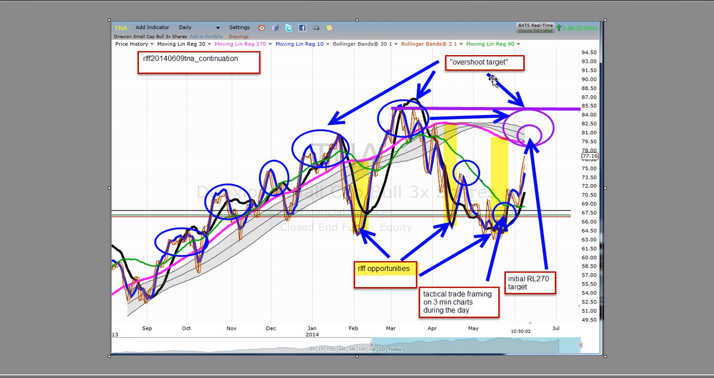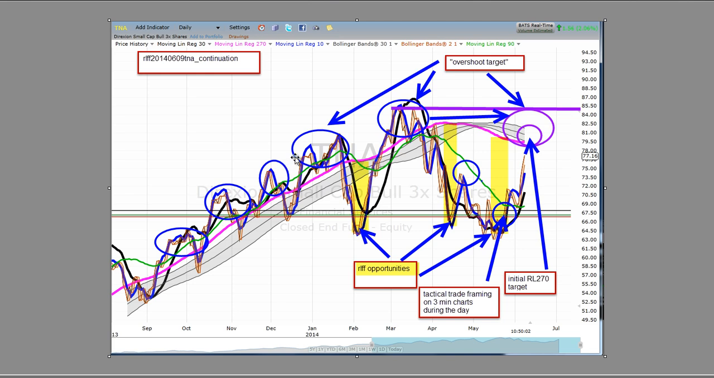So then what I'm going to do is take a look back and see how far in the past during the uptrend this overshot the target. So each of these blue circles shows how TNA had moved from underneath the 270 and how far across that 270 it actually penetrated before it then failed back. I like the fact that it was coming back and forming these lows.